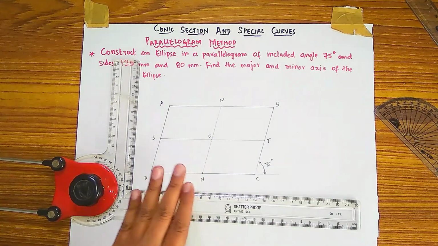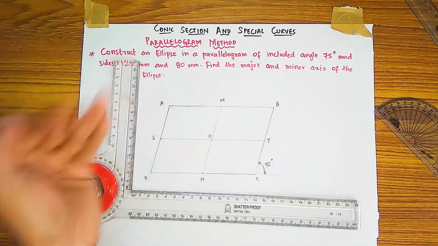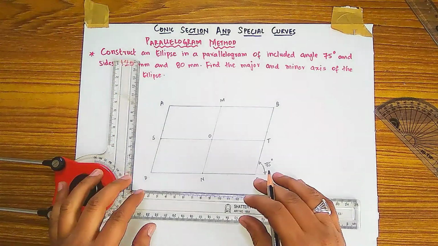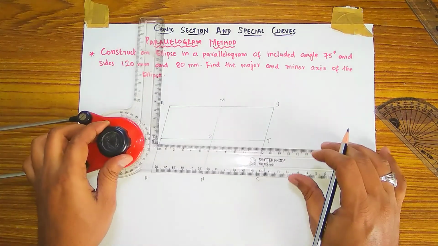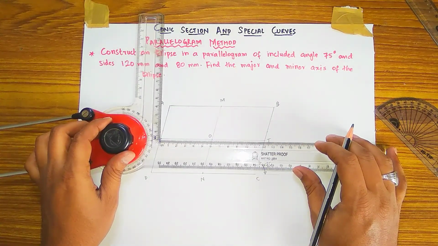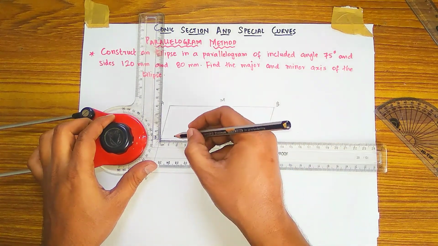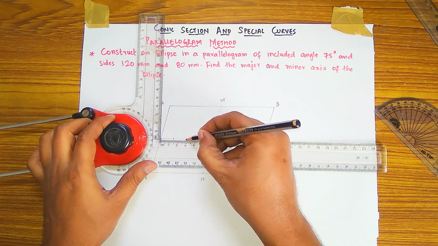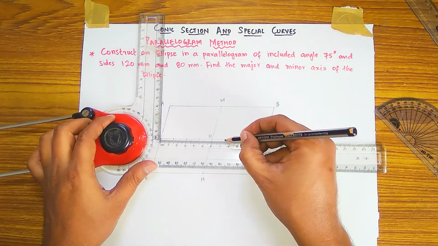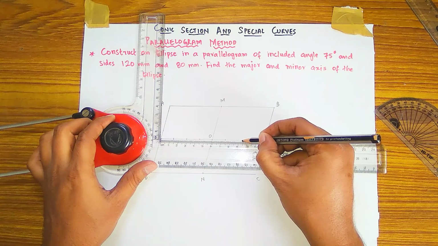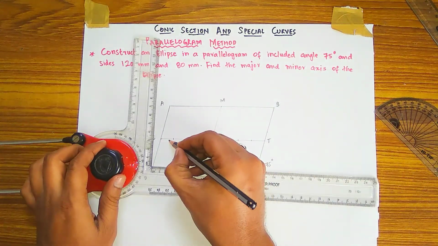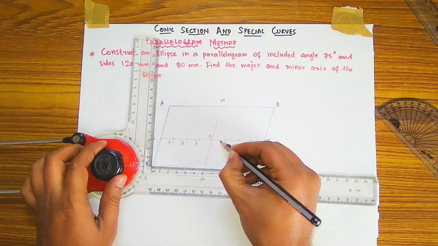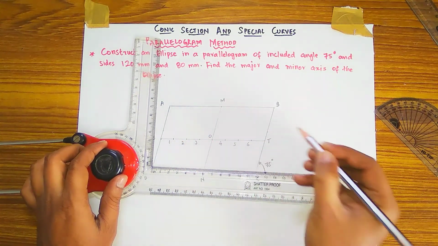Then you have to do the same process as done in the rectangle method to construct an ellipse. So you have to divide this line into 8 equal parts. This is 12, and 12 divided by 8 means each part will be 1.5, 1.5, 1.5, 1.5, 1.5, 1.5. Okay, now you have to number it as 1, 2, 3, 4, 5, 6 like this.